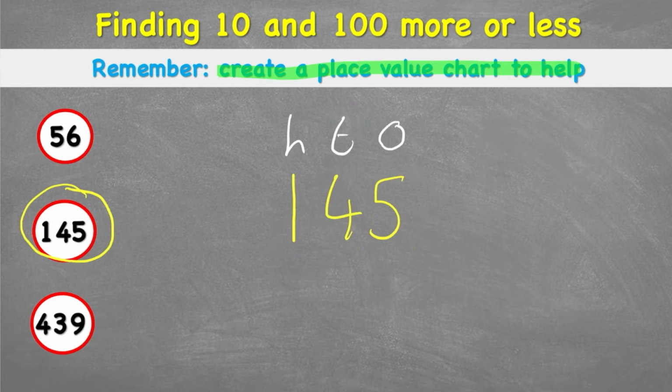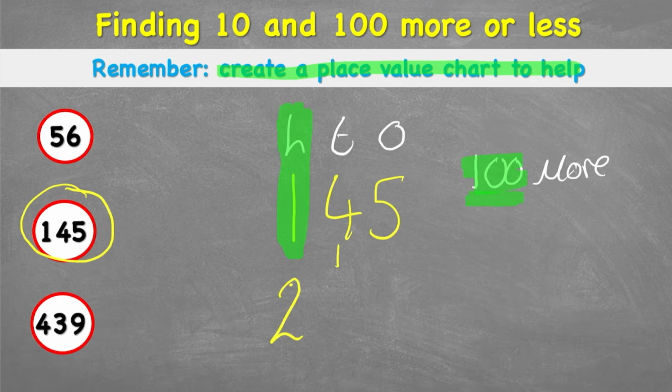Okay, but what about 100 more? Let's have a look what that looks like. Well, now we're looking for 100 more. Which column am I going to look at? Not my 10s column anymore, because that's 10s. I'm going to look at my hundreds column. So now I can see I have a 1 in my hundreds column, and if I'm adding 100 more, I'm going to add 1 to my 1, which equals 2.